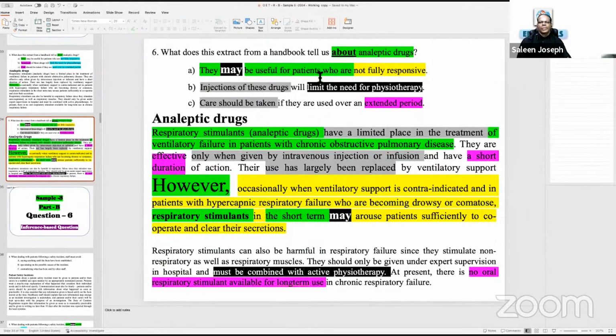They may be useful for patients who are not fully responsive. However, occasionally, when ventilator support is contraindicated, it means the patient is not responding. Then patients are not responding. That's not required, you already got the answer.